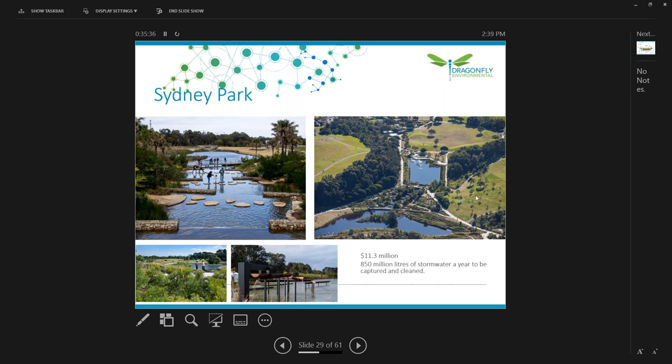So more and more as our urban areas get compressed, these parklands are going to have to be multi-use. So that's a good example of multi-use.